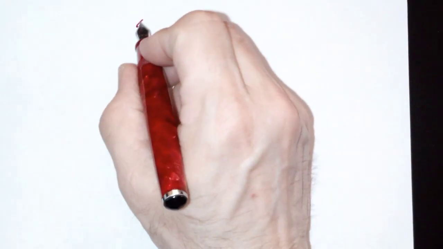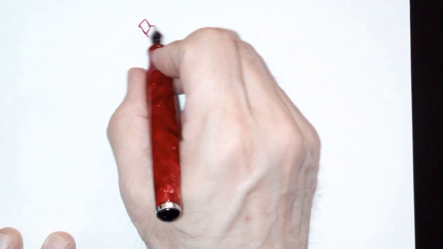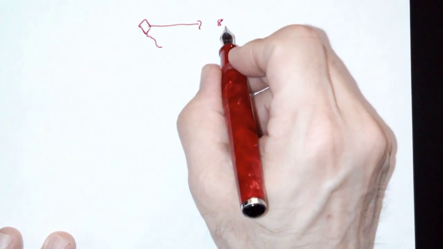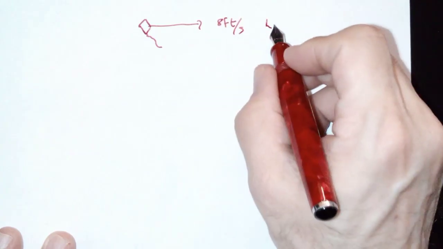Time for a crappy picture. A kite is traveling horizontally at a speed of 8 feet per second.